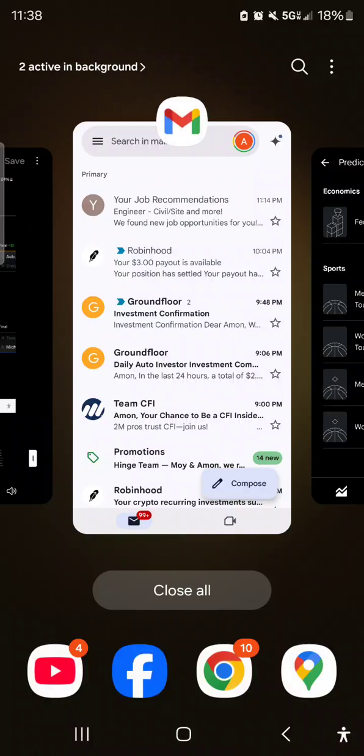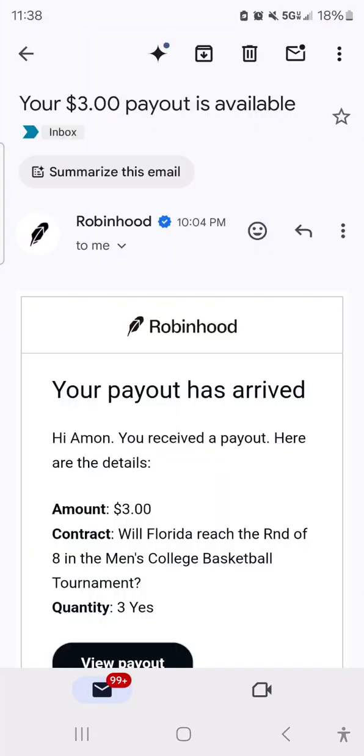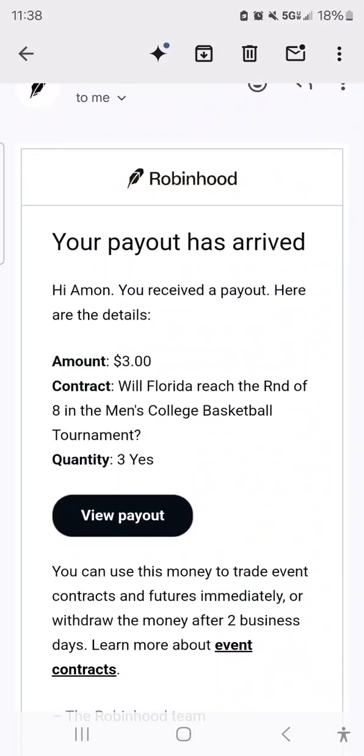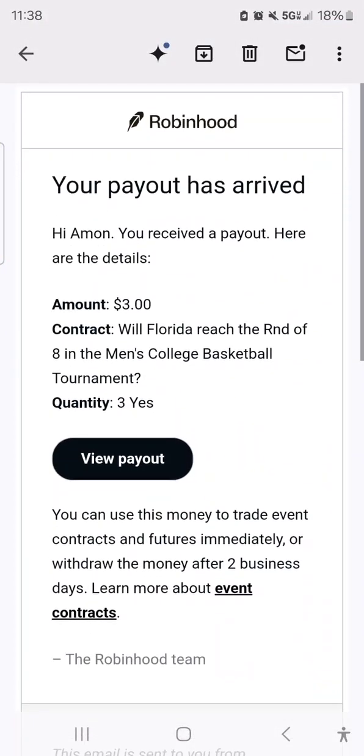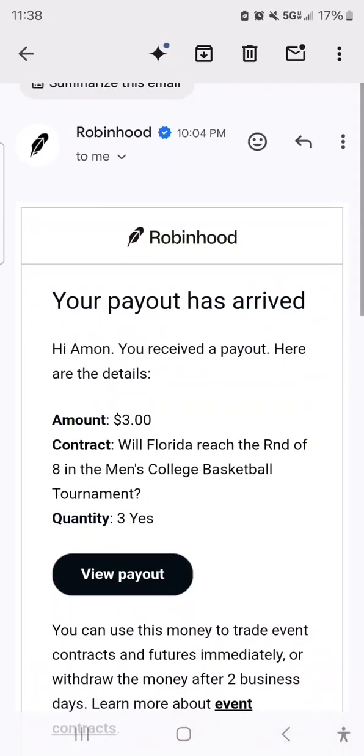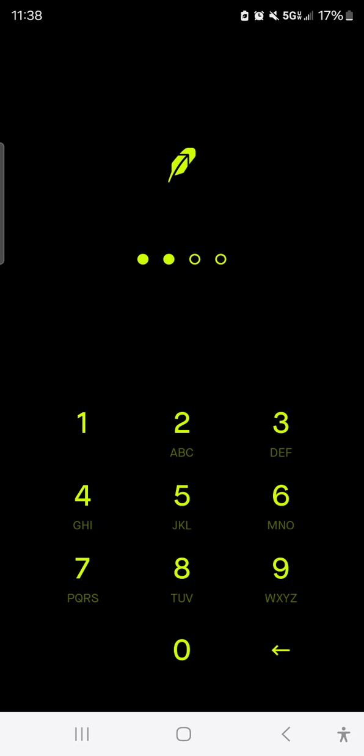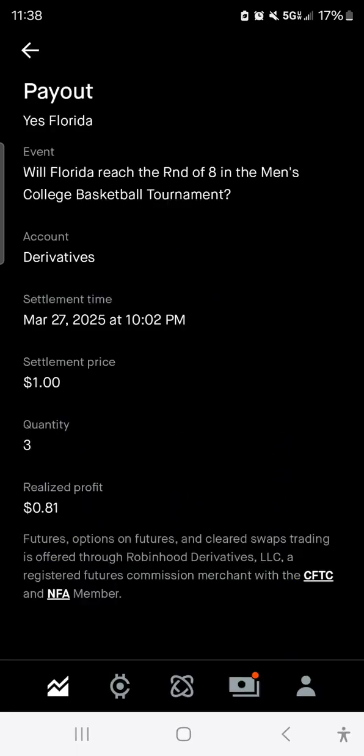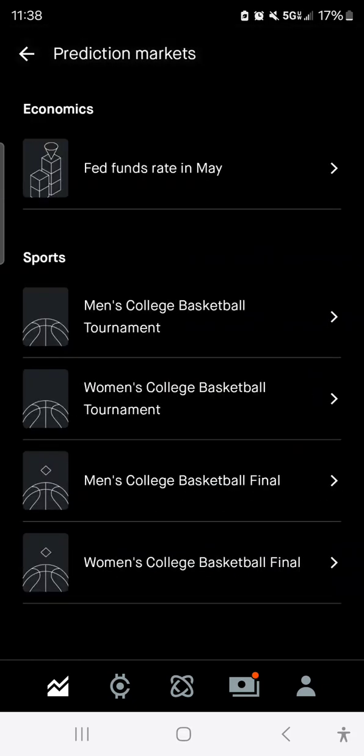Also, if you want to see the payout, they'll end up showing, it says your payout has arrived. They show you how much your payout was. You can view the payout as well. You got that right there.